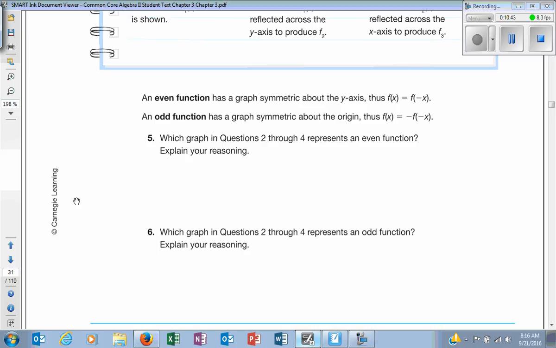And an even function, we're going to talk about a better way to do this, but an even function is when you can take a negative x and put it in, and it still gives you the same thing out that you started with. An odd function, f of negative x gives you the negative of the original function. I'll show you what that means in just a second. So here's what happens.